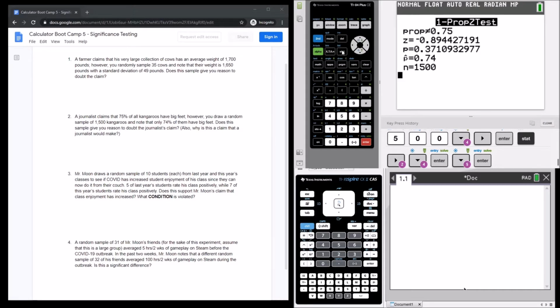Okay, number 3. Mr. Moon has drawn a random sample of 10 students from last year and this year's classes to see if self-distancing has actually increased student enjoyment of his class, since they can now do it from their couch. 5 of last year's students rate his class positively, while 7 of this year's students rate his class positively.